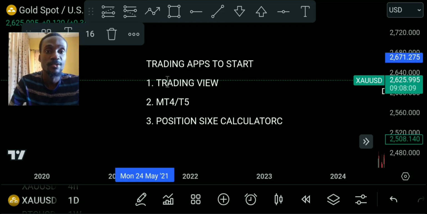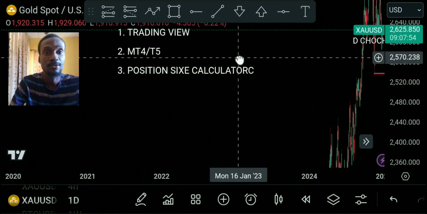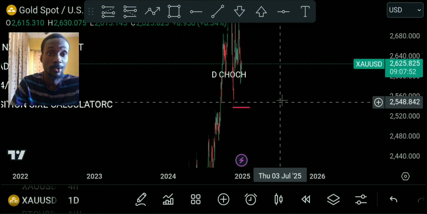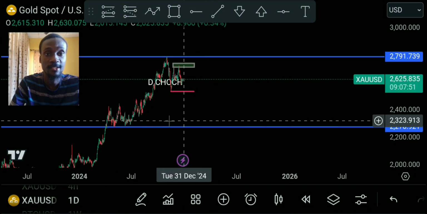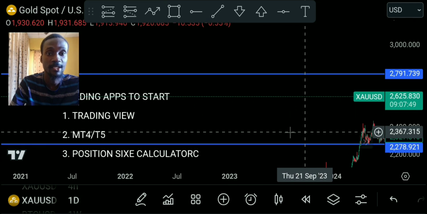The first thing I said, you need TradingView. TradingView is the one that you'll be using to analyze the market. That's what you'll be using to do your analysis, everything. Currently it is the app I am on now. You can see the charts here. That's what I'm using to do my analysis.